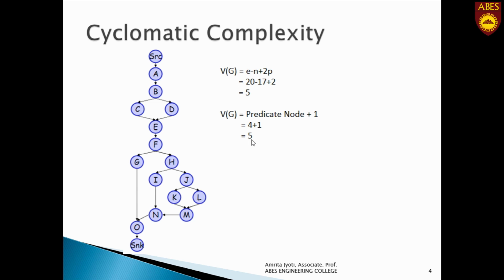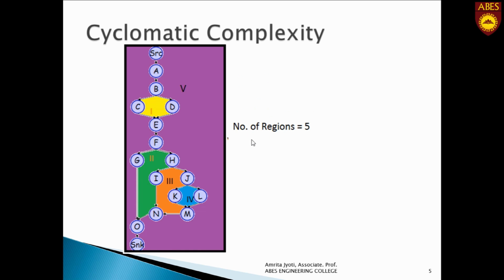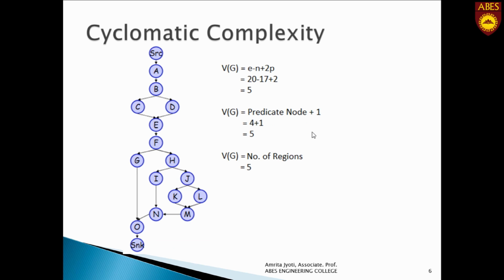And the third method is to calculate the number of regions. In this flow graph there are 5 regions: first, second, third, fourth and fifth. That means there are 5 independent paths in this flow graph. So with all 3 methods, the count of independent paths is 5. Now we have to find the independent paths with the nodes.